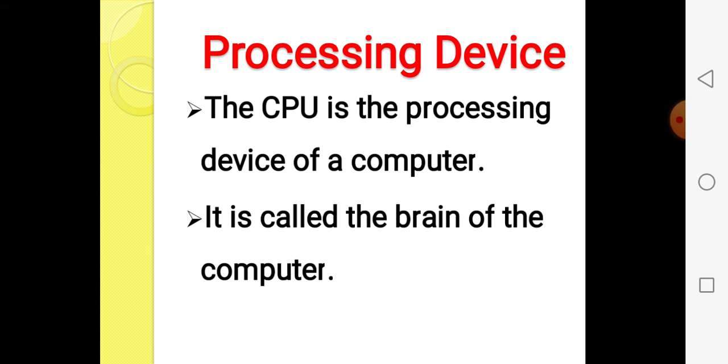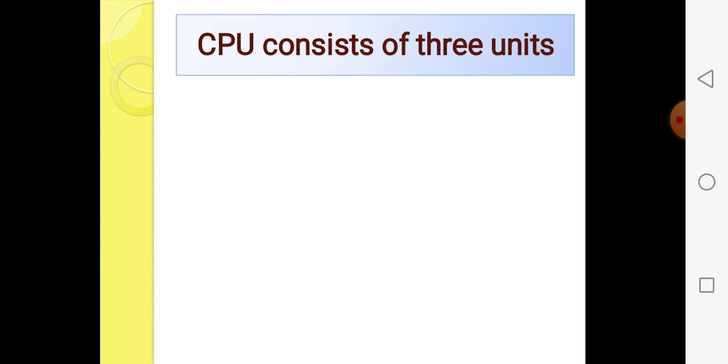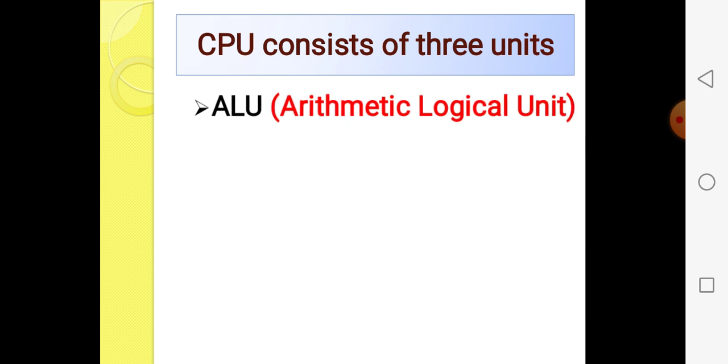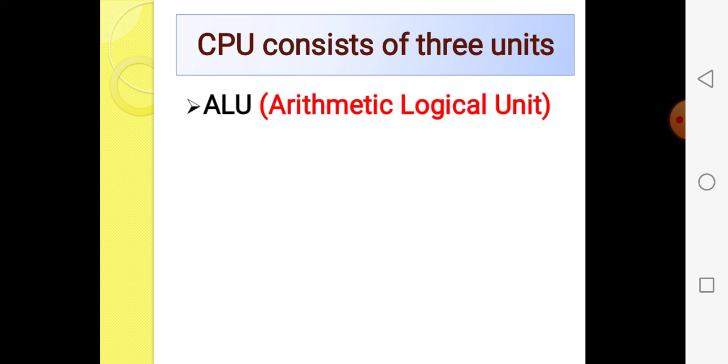CPU consists of 3 units. So CPU is the brain of the computer. Its full form is central processing unit, and the CPU has 3 parts. First one is ALU. ALU means arithmetic logic unit. It works for the calculation. Second one is CU, which means control unit.